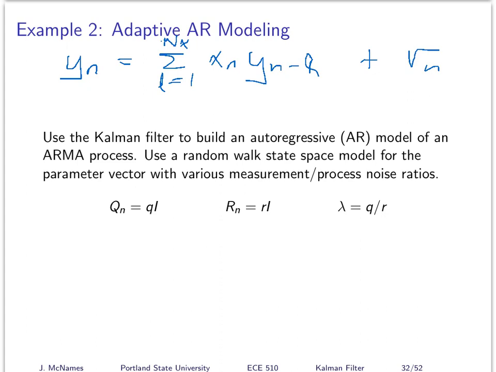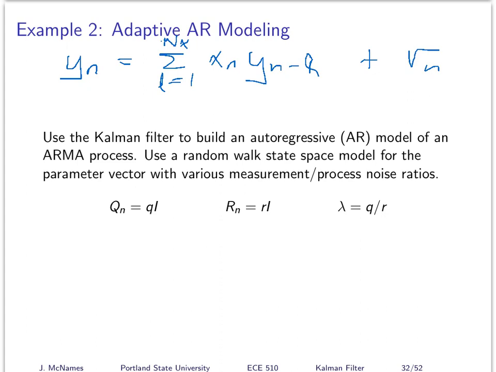When you do it this way, usually you don't have any idea what the coefficients are, and so a random walk model is used to let them adapt. And the main knob you have, you think, well, shoot, if I've got a process, I have no idea what the variance of the measurement noise is, and I've got no idea how quickly I should let these parameters adapt. In other words, I have no idea what the process noise should be.